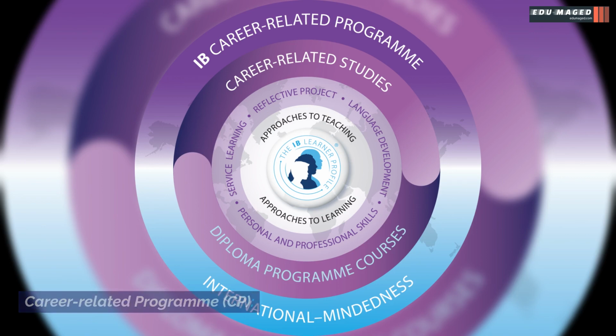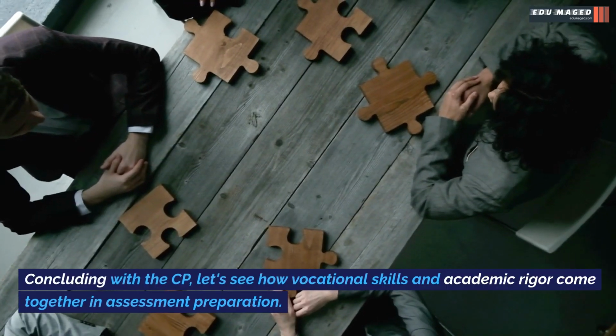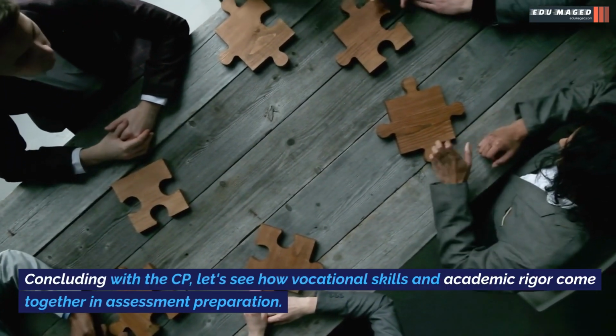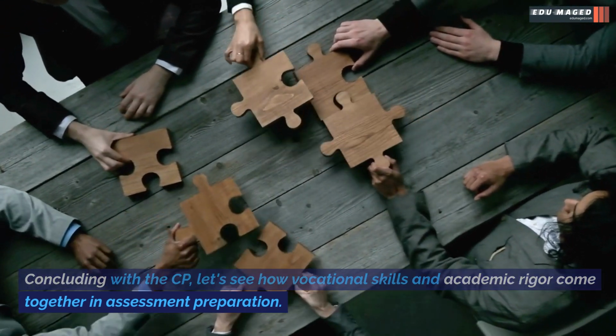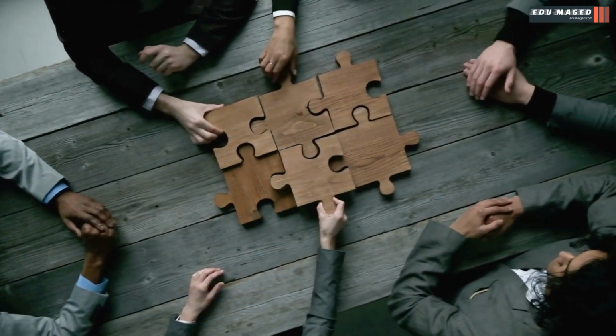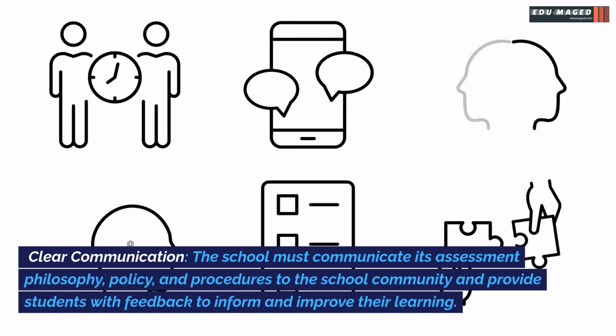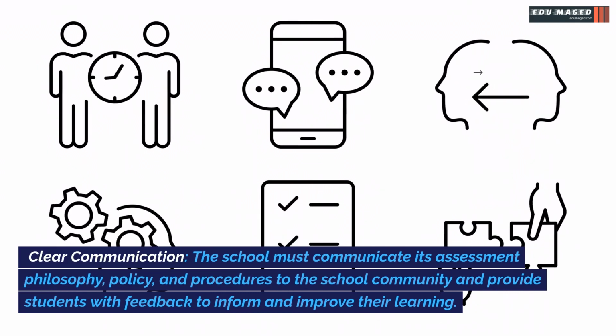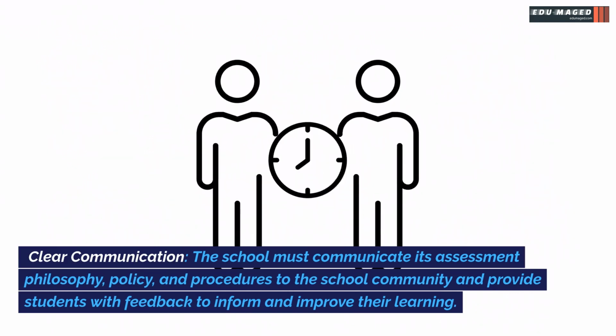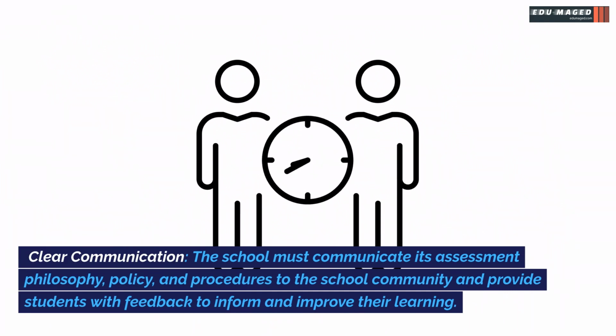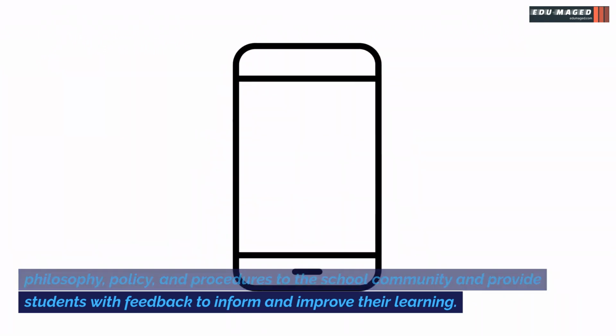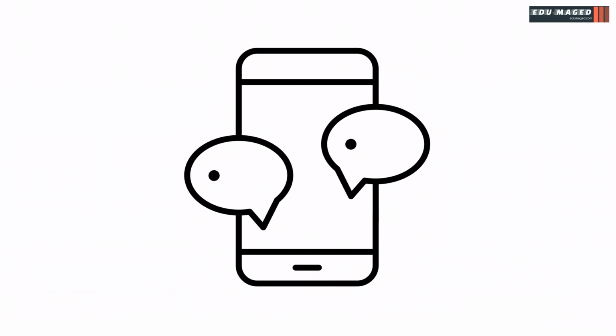Career-related program (CP). Concluding with the CP, let's see how vocational skills and academic rigor come together in assessment preparation. Clear communication. The school must communicate its assessment philosophy, policy, and procedures to the school community and provide students with feedback to inform and improve their learning.